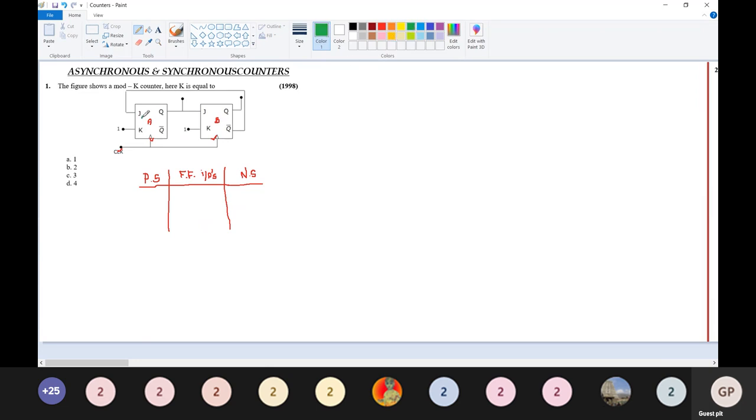So now this is JA, KA, QA, and QA dash. And this is JB, KB, QB, and QB dash. Okay. So now we'll take the present state as QA and QB, and the flip-flop inputs as JA, KA, JB, and KB, and the next state as QA plus and QB plus.